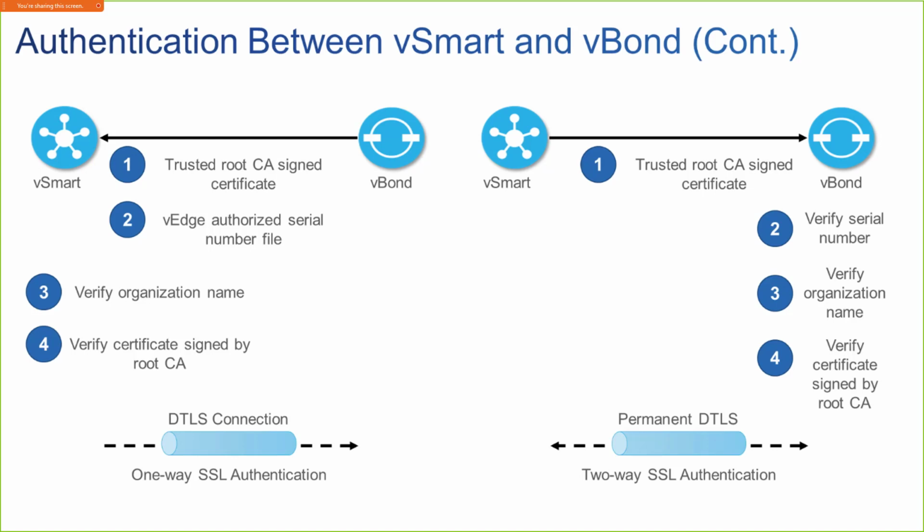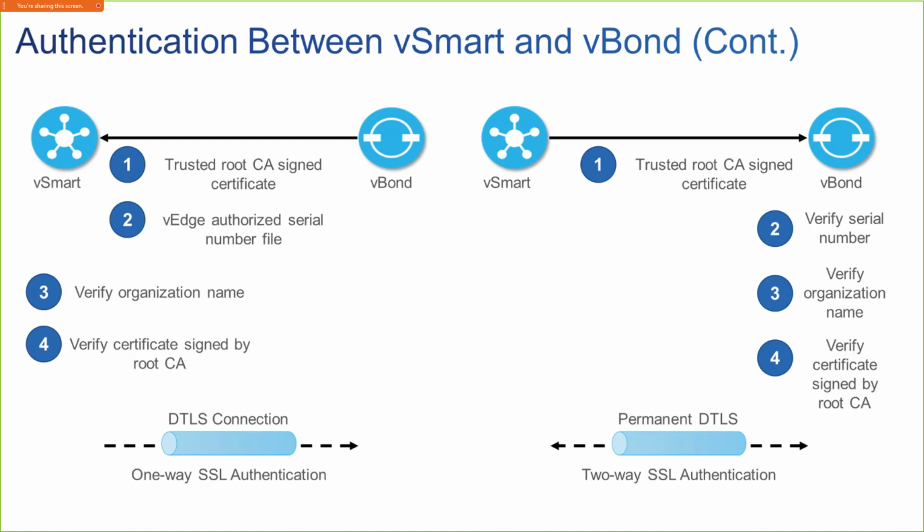The vSmart controller then uses its chain of trust to extract the organization name from the certificate. It's going to compare that information to the organization name that's configured on the vSmart controller itself. And if those values match, then we know that the organization of the vBond orchestrator is accurate, it's correct. If they don't match, then we're just going to deny the connection and tear down the DTLS session. All right. I'm on step number 4 now, which is verify certificates signed by the root CA.